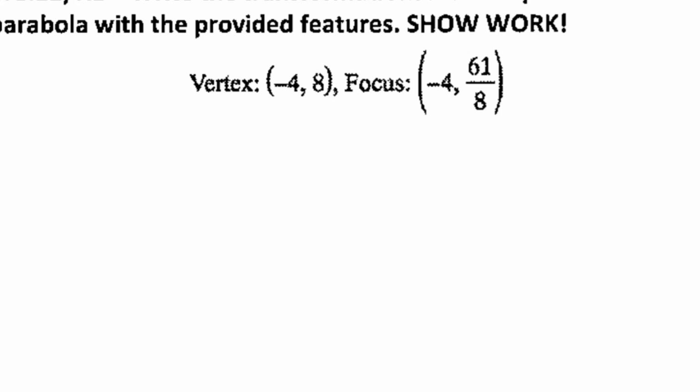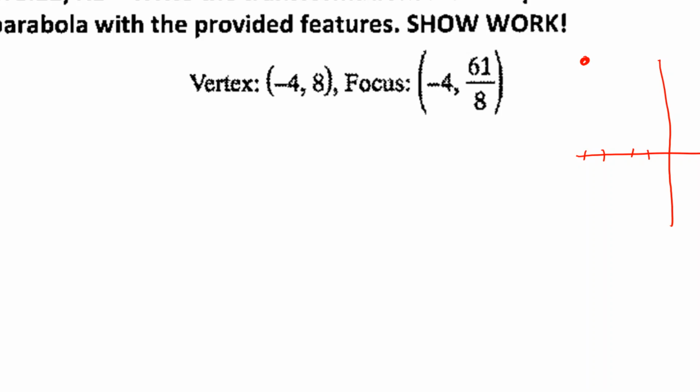This next problem, we're to write the transformational form equation of a parabola. And we're given the vertex and the focus. So the first thing we need to do is figure out which way our parabola is opening so we know which form to memorize. So I'm just going to make a little sketch of this. It says my vertex is at negative 4, 8. So 1, 2, 3, 4, 8. It's going to be up here somewhere.